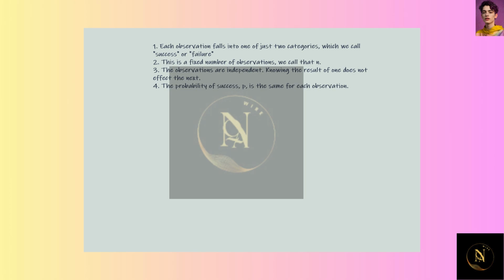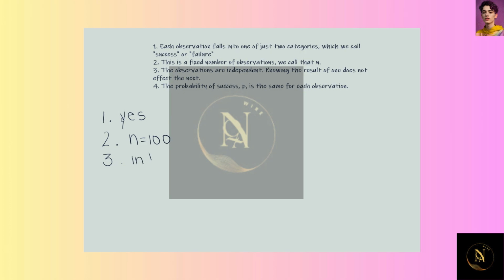In our first example, we are surveying 100 people to determine if they like Sudsy Soap. So first, each observation does fall into two categories, success or failure. They either like the soap or they don't. Two, there's a fixed number of observations. We are surveying 100 people, so n equals 100.